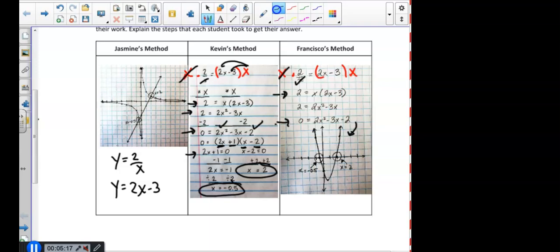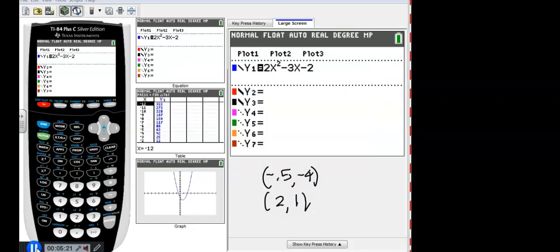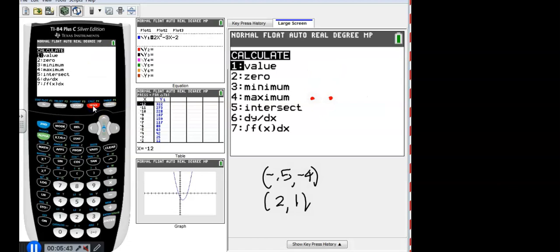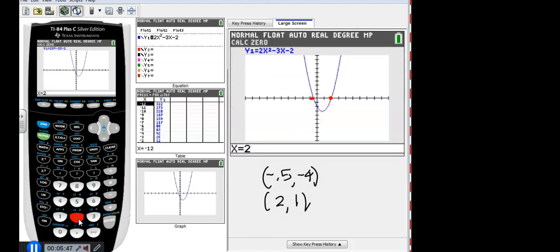So when we graph this parabola, we can use our graphing calculator. So Francisco typed into his y1 the equation 2x squared minus 3x minus 2. And at that point, he graphed his function to see where it crossed the x-axis. So we can see that we have two x-intercepts here and here. Recall the way to find those x-intercepts in our graphing calculator is we can use second trace, number 2, or zeros.